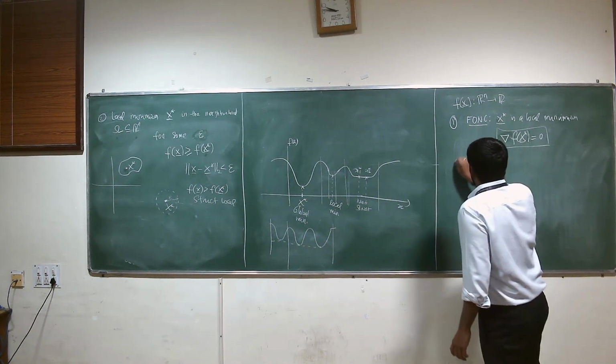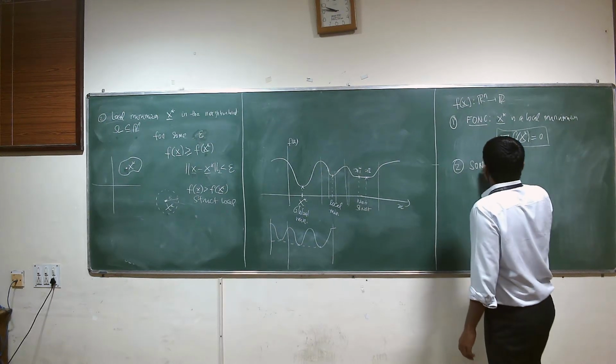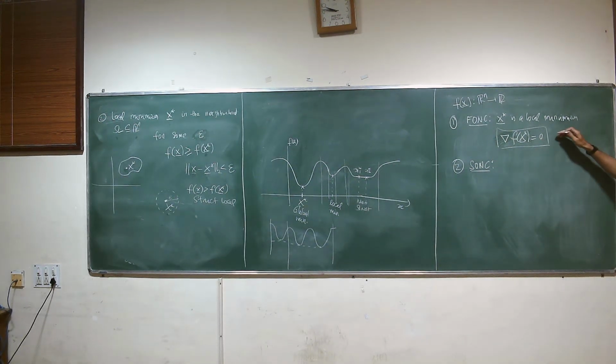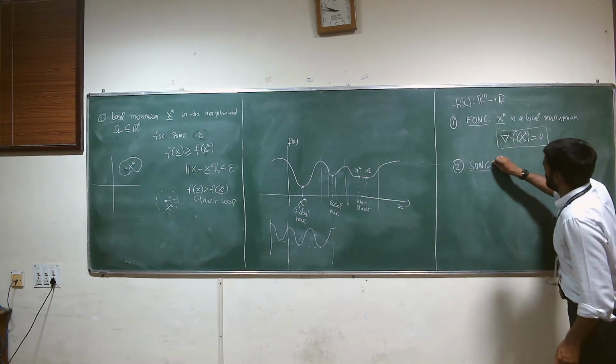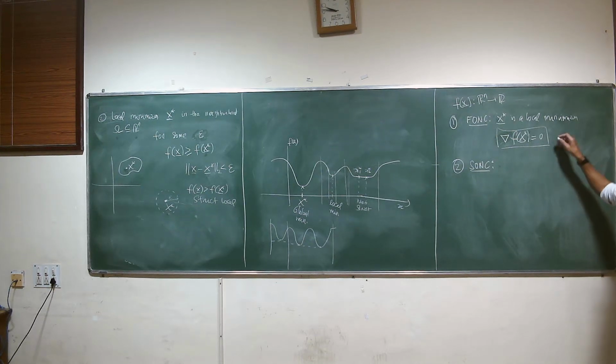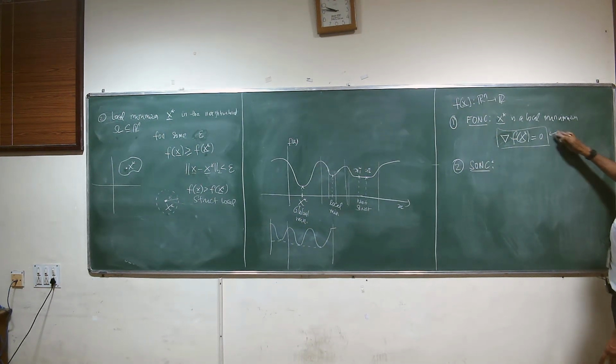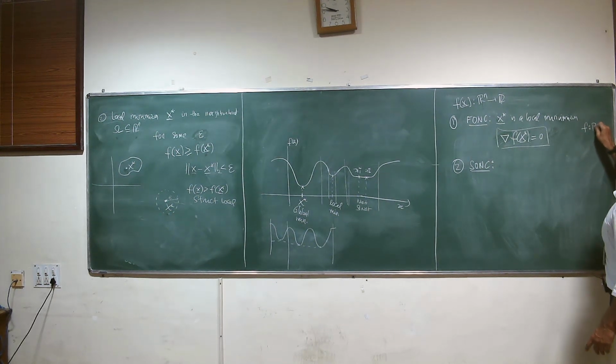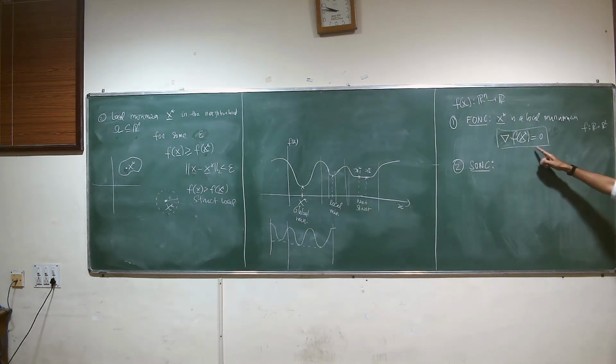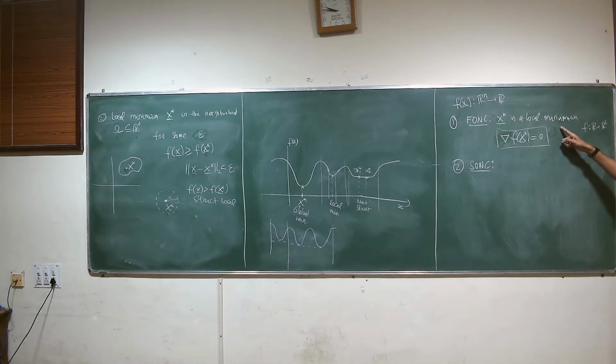Okay, but this is not enough. This only means that the function does not change very much around the neighborhood. For example, if you're talking about a function from R to R, what is the corresponding condition? First order necessary condition. This has to be 0. Okay, but that's not sufficient. This is necessary, but it's not sufficient.